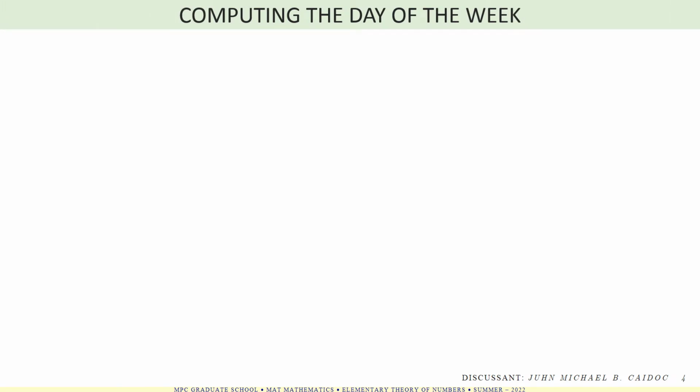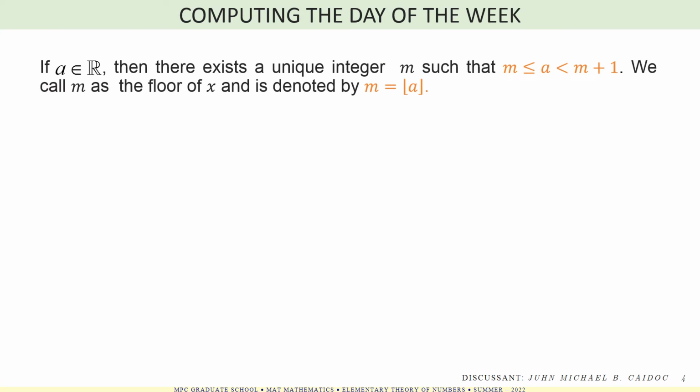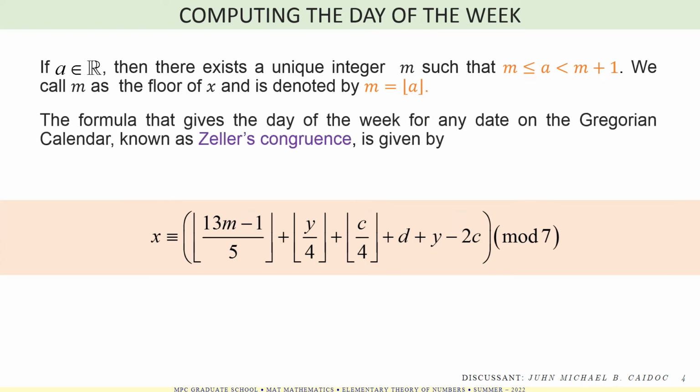Now, let's move on to our next topic, which is computing the day of the week. If A is an element of real numbers, then there exists a unique integer m such that m is less than or equal to A, and A is less than m plus 1. We call m the floor of A, and it is denoted by m equals the floor value of A.